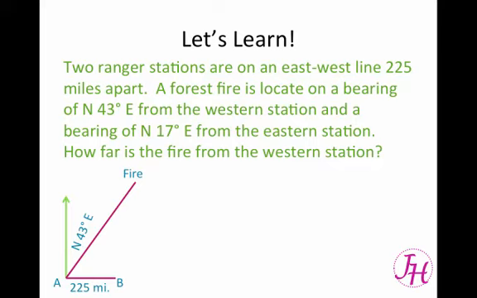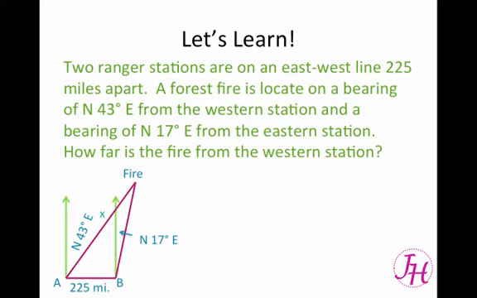All right, so then we're going to look at the eastern station. Well, we draw our north line, and then it's at a bearing of 17 degrees east. So from that north line, we go east 17 degrees. And we want to know how far is the fire from that western station. So we'll let X be that distance of the fire from the western station.